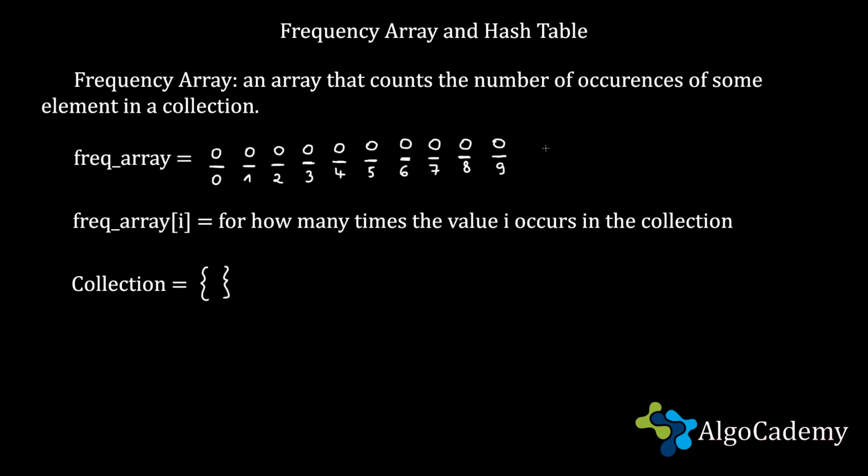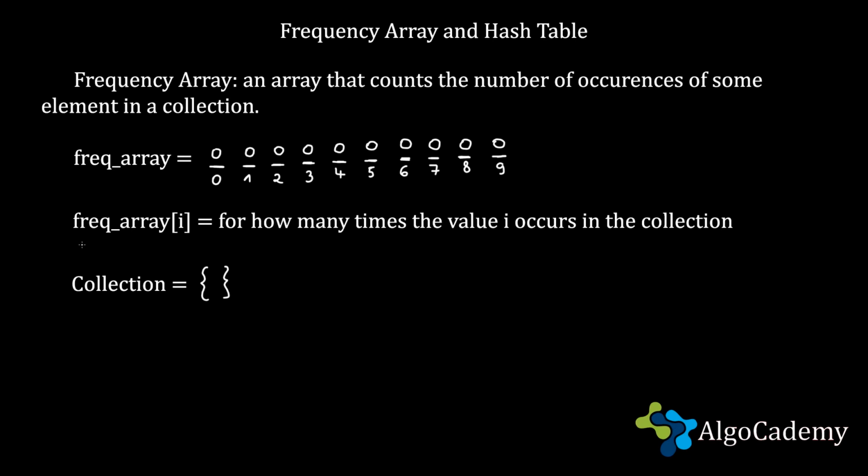Alright, so let's first remember the definition. A frequency array is an array that counts the number of occurrences of some element in a collection. Alright, so that would be definitely helpful, right? If I always had stored somewhere for how many times each element appears, then I would be able to answer those questions super fast. And this is exactly what we are going to do. We are going to store the frequency array, which, again, is just a simple array, nothing fancy, but its definition is actually the most important thing here.